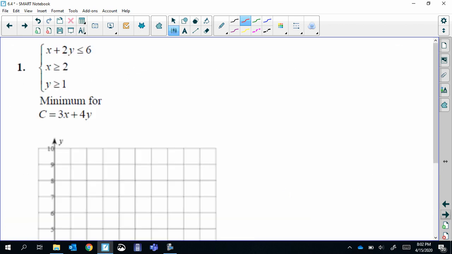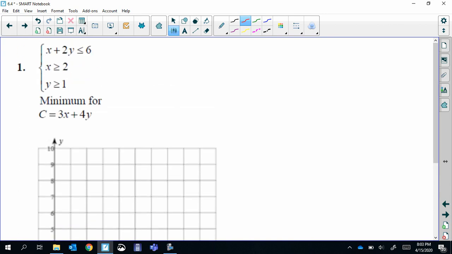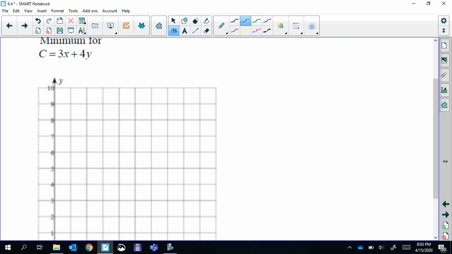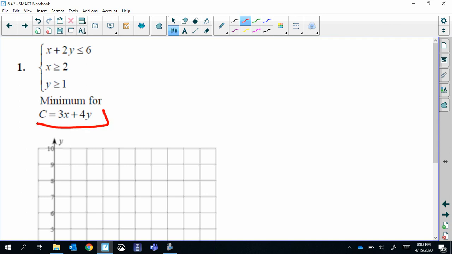So now we're going to look at problem number 1, working a little bit backwards on our worksheet here. We just have to start. Remember our goal, we have a blank graph here. Our goal is to make a graph and then take each of the vertices and figure out what is our maximum or minimum in our equation. So we're looking for a minimum of this cost equation after we graph these.